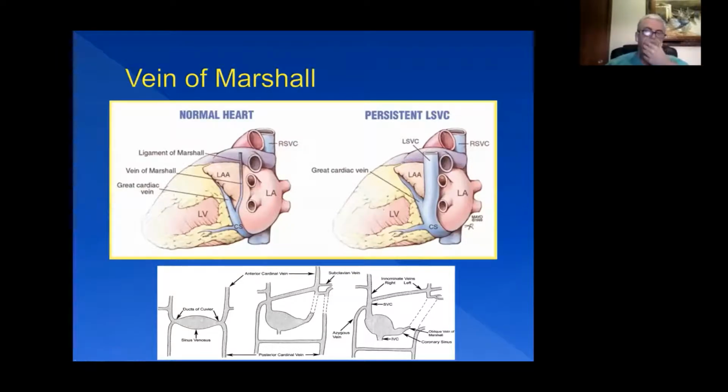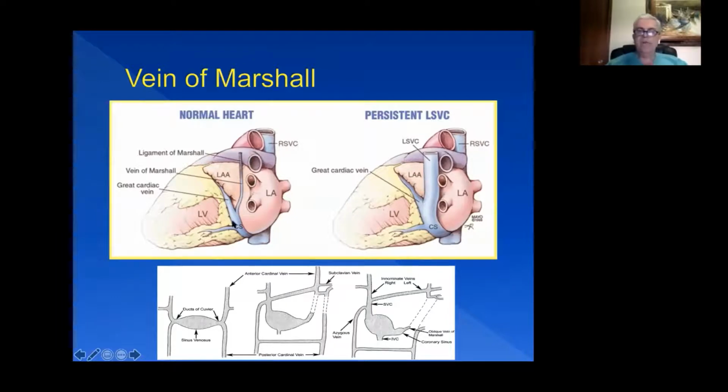Let's talk about the vein of Marshall and persistent left superior vena cava. As I mentioned, the vein of Marshall, or the oblique vein of the left atrium, is basically between the coronary sinus and the great cardiac vein, and it courses between the left pulmonary veins posteriorly and the left atrial appendage anteriorly.